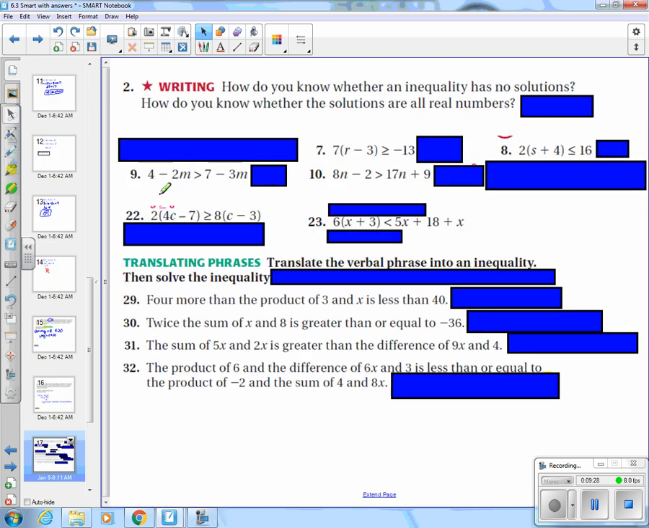I have a bunch of problems on the board, and what I would like is for the sub to stop the video for just a moment. I want you to get with your partner. I want you to work on the problems that I have up here, and the next slide will have the answers to all of these. So we'll give you some time to do these, working on some problems where we have to simplify inequalities, and also translate from English into mathematics. So please stop the video. Okay, we're back in and we're going to look at the answers now.